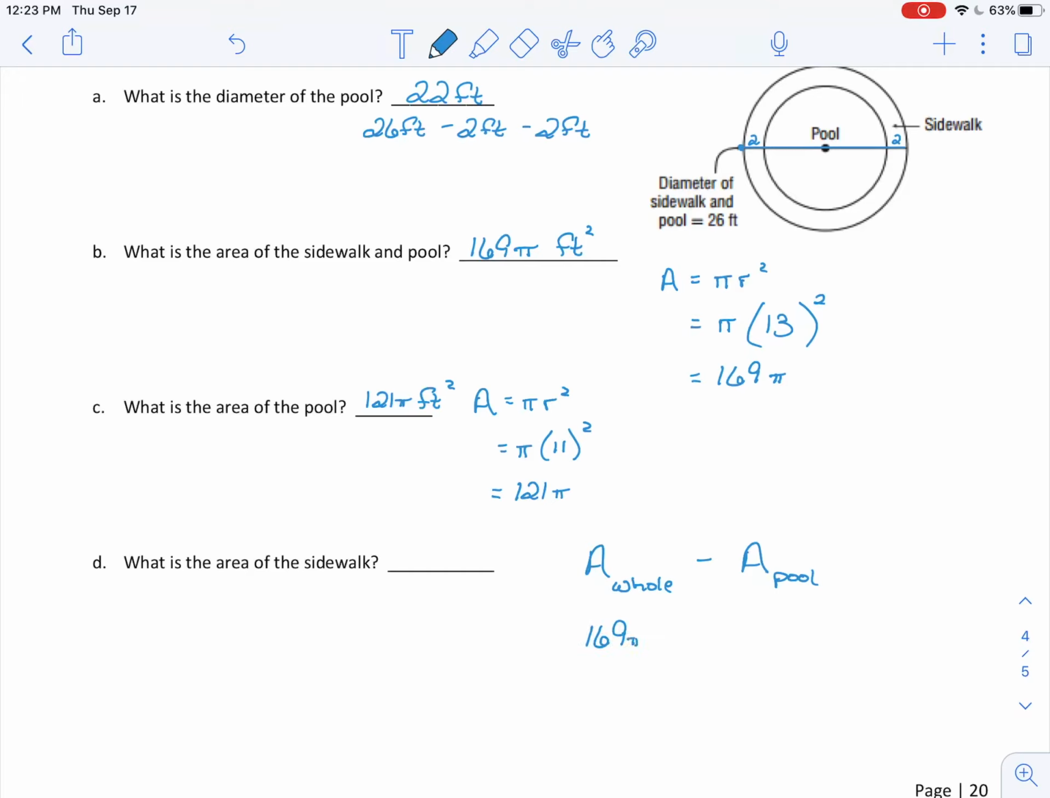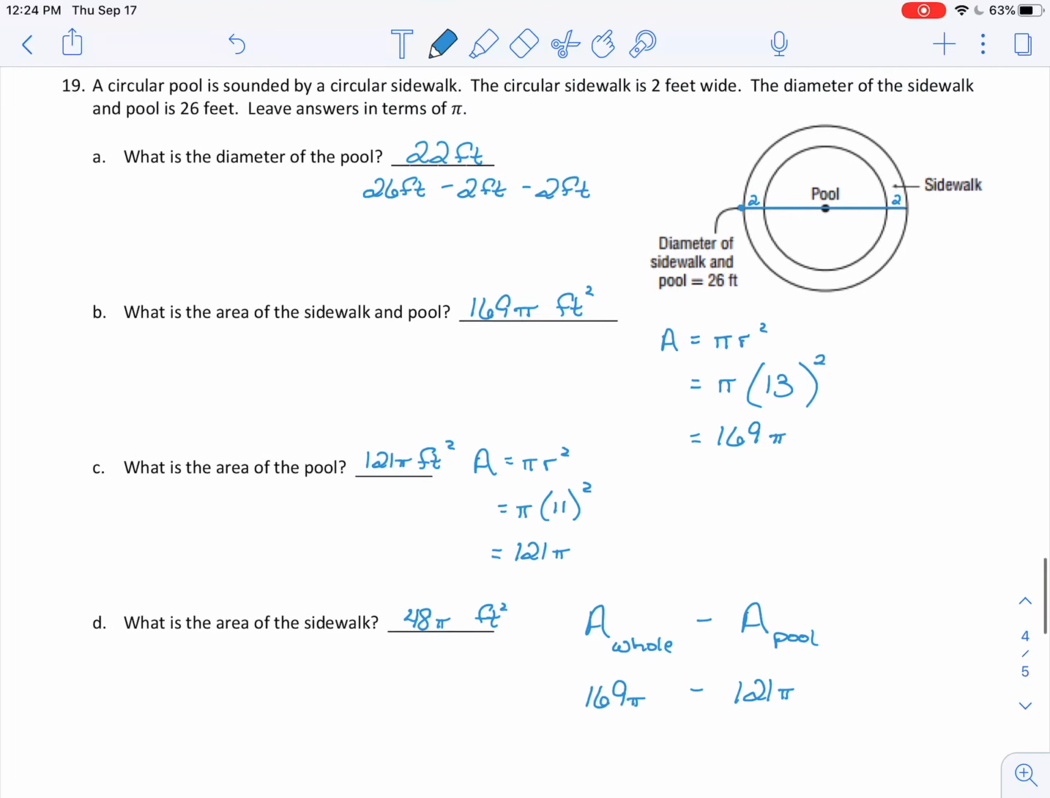We said the area of the whole thing is 169 pi. We said the area of the pool is 121 pi. Those are like terms because they're both in terms of pi. So if I subtract them, and again, don't round, 48 pi is my square footage. Then you could go ahead and get the decimal. You can walk into Lowe's or Home Depot or Ace or whatever, and you can buy the amount that you would need for putting down that concrete.